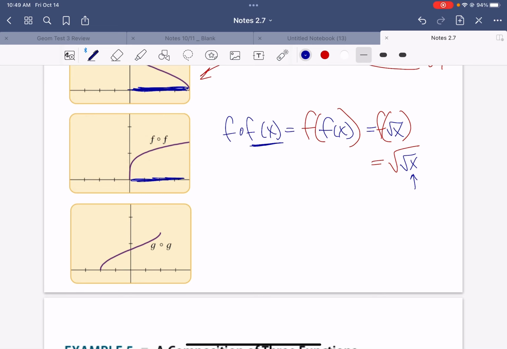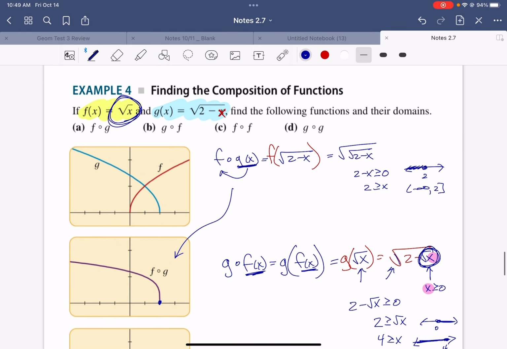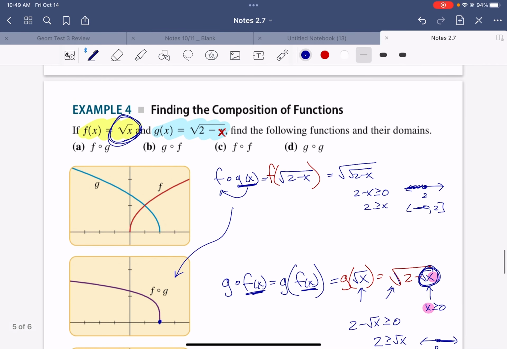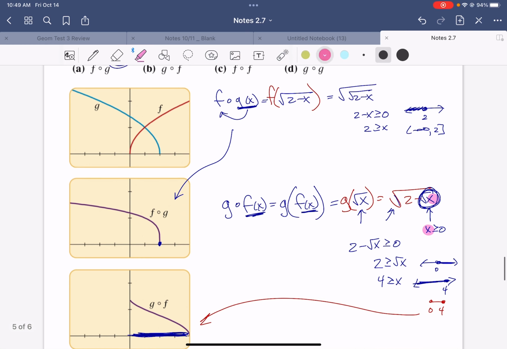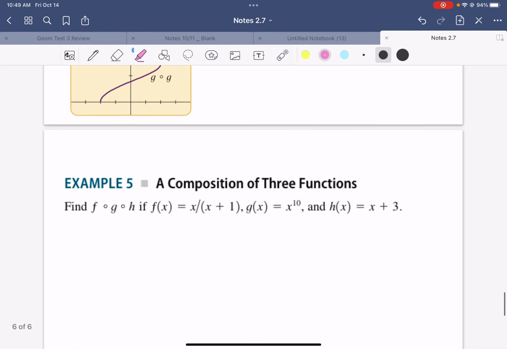Awesome. Thank you. And so, cool. Again, don't freak out if all that domain stuff didn't make sense. We just need to be able to find these functions: f of g, g of f, f of f, those sorts of things, okay? But the domain is pretty interesting.